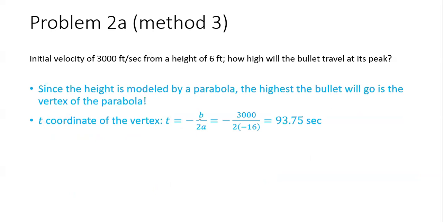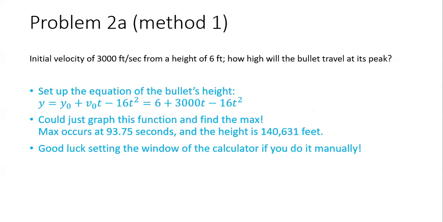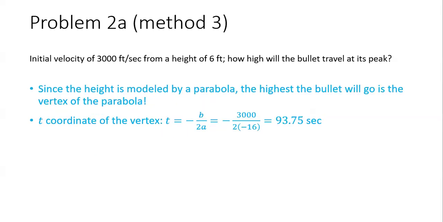Remember this formula? Negative b over 2a when it's in standard form, at squared plus bt plus c, or ax squared plus bx plus c. The x-coordinate of the vertex would be negative b over 2a. This is in terms of t, not x. So t is minus b over 2a, which gives you 93.75 seconds again. All this is to show that there are lots of ways to think about this problem. You can use the calculus method with differentiating, or you didn't need to. You could just graph the original function, or you can use what you learned in algebra.